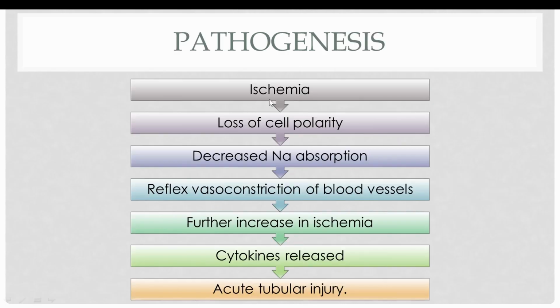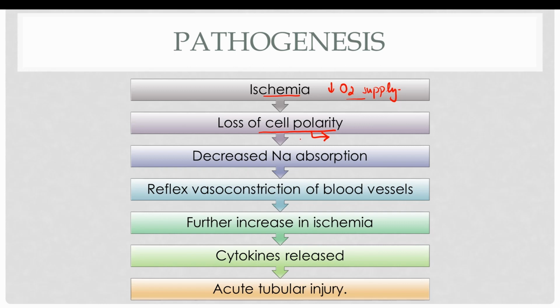So decrease in the blood supply results in ischemia, and there is decreased oxygen supply to the renal parenchyma. So as a result, what happens is that there is loss of cell polarity. What is cell polarity? Cell polarity means differences in shape, structure, and functioning of different cells. It is the cell polarity which basically determines what the cell is specialized to do.